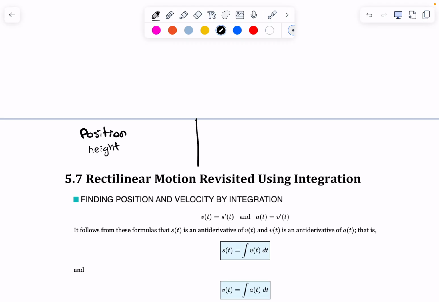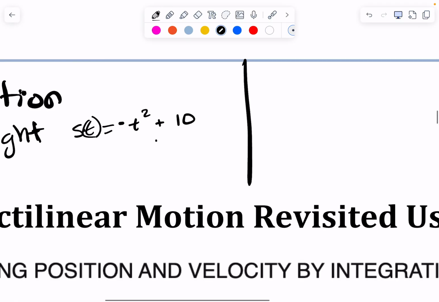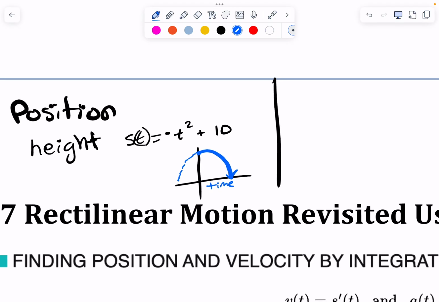So the height function might be like s of t equals, I don't know, let's say negative t squared plus 10. I have no idea, right? So this is going to be a parabola up at 10 and going down like this. Basically we ignore this side of it, because we're only looking at time being the positive x-axis.